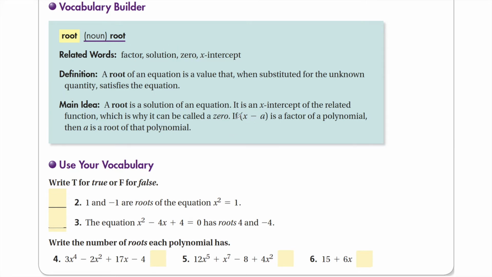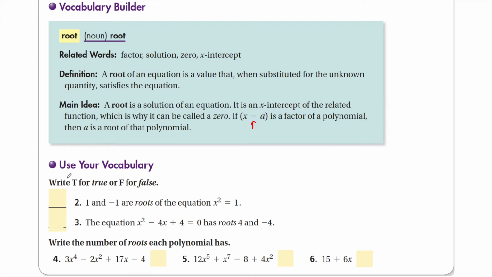The only difference is, when you start talking about it as a factor, it's going to be the opposite of whatever that known number or known root ends up being. So in this case, as you can see, it says if x minus a is a factor of the polynomial, then a is the root of the polynomial. However, that negative means we're going to be talking about its opposite. So essentially, solve it, and we can find the roots.